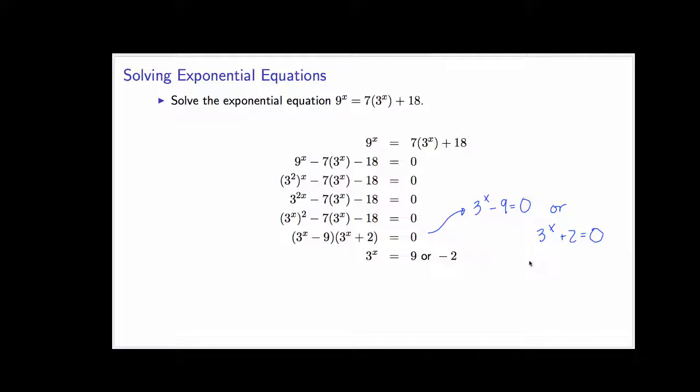Now, 3 to any power is always positive, so we can't have 3 to the x equals negative 2. So there are no real solutions of 3 to the x equals negative 2. So we get that 3 to the x is equal to 9, and 9 is 3 squared. So using our property, we have the same bases now: 3 to the x equals 3 squared. So we can equate the exponents to get that x is equal to 2.